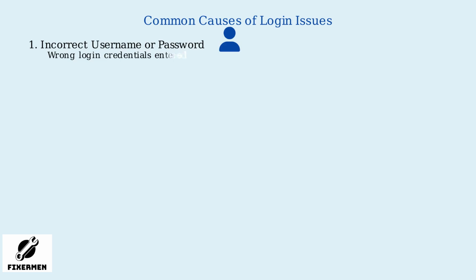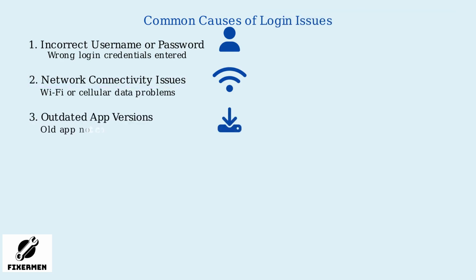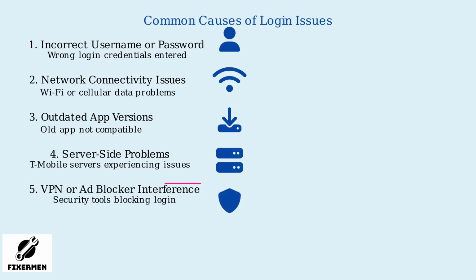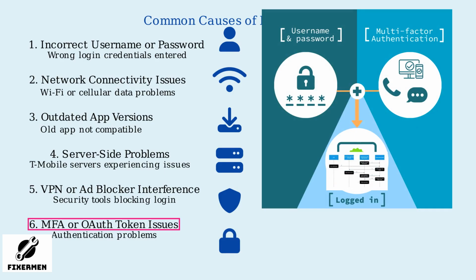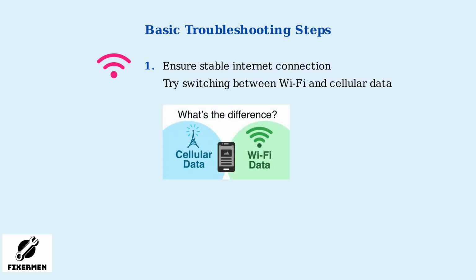Cause 1. Wrong login credentials entered. Cause 2. Wi-Fi or cellular data problems. Cause 3. Old app not compatible. Cause 4. T-Mobile servers experiencing issues. Cause 5. Security tools blocking login. Cause 6. Authentication problems. Before diving into advanced solutions, try these basic steps.